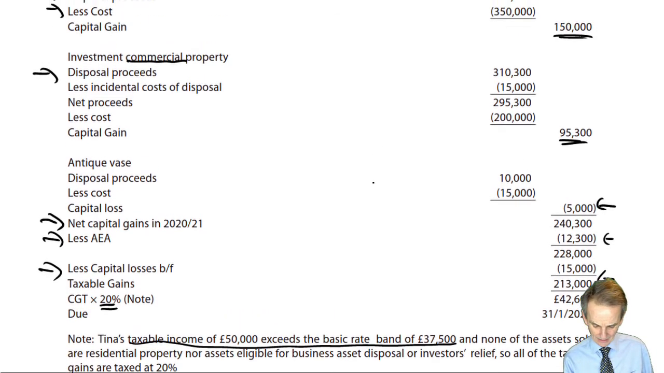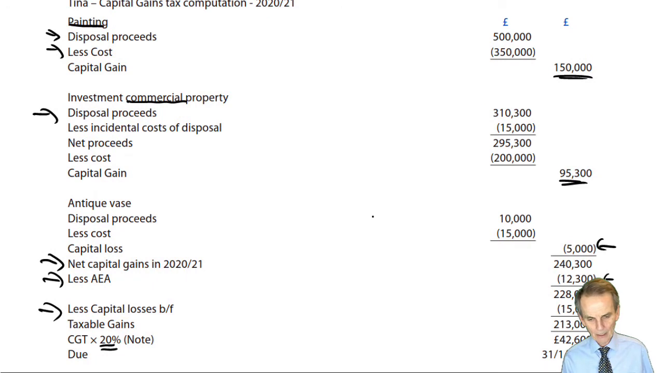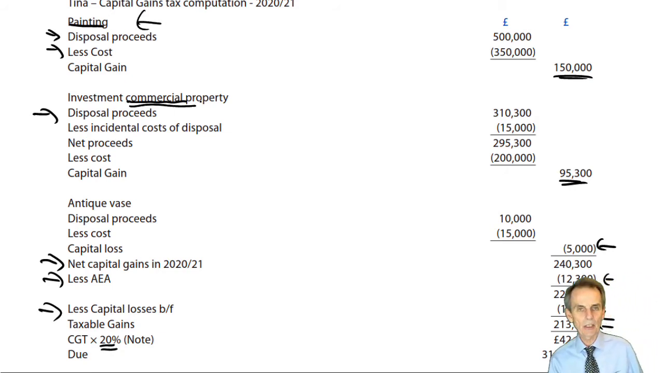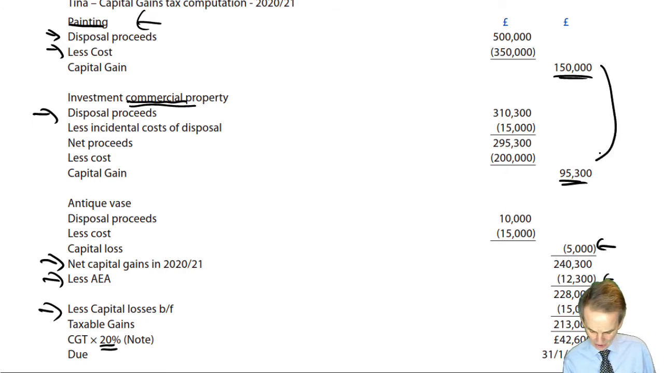Now, what we can see in this example is because each of these assets giving rise to gains, the painting and the commercial property, because the same CGT rates are, well, here it was 20%, otherwise 10 and or 20% there would apply. It's the same rates. So we were able to do one overall calculation, adding these 2 gains together and then taking away that loss from that total of the gains.